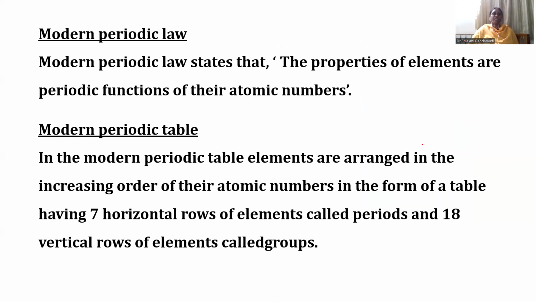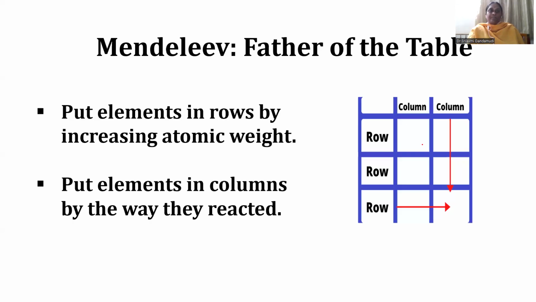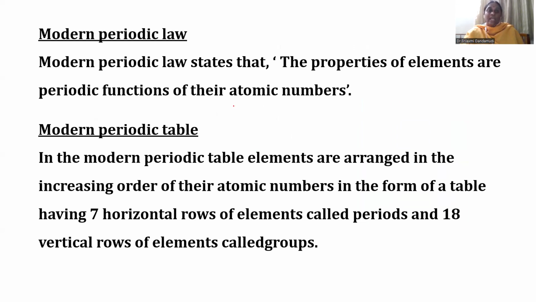So now we are using the modern periodic table. This modern periodic table is based on the modern periodic law. Here, the properties of the elements are periodic functions of their atomic numbers. In Mendeleev's periodic table, he arranged the elements by increasing order of their atomic weights. But in the modern periodic table, we are discussing atomic numbers. Here, we are placing the elements in the increasing order of their atomic numbers.